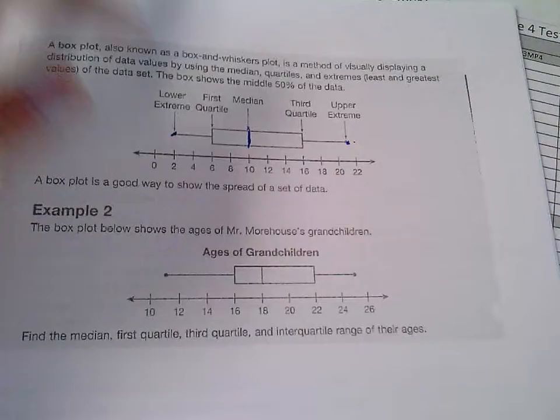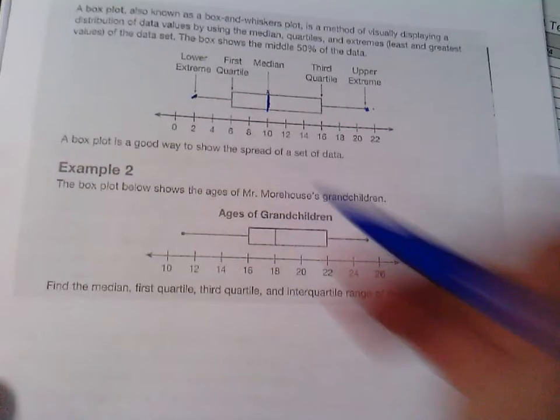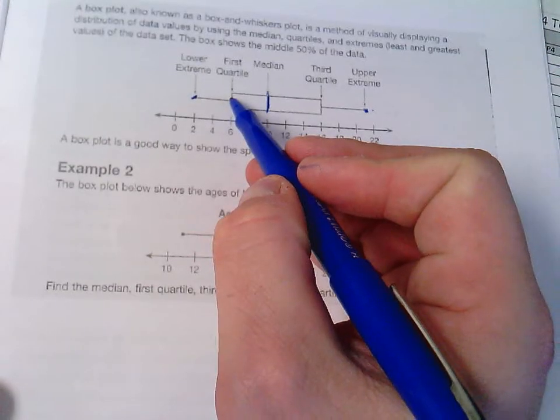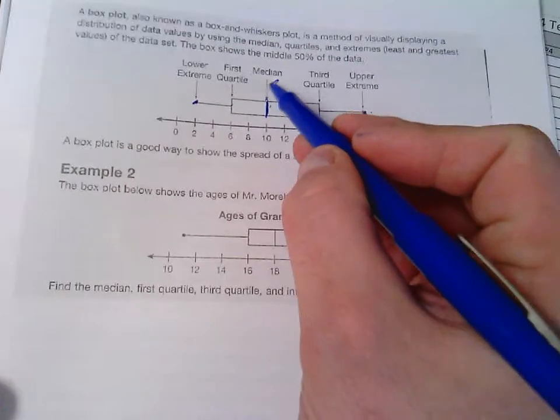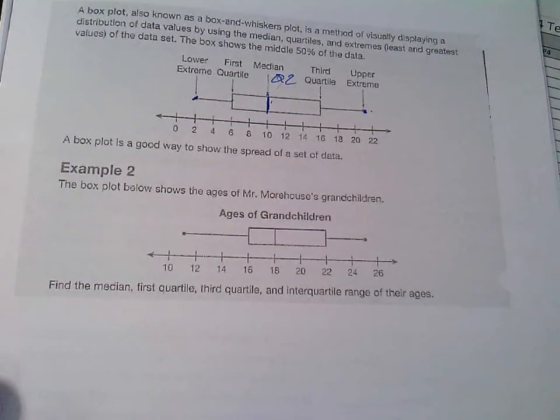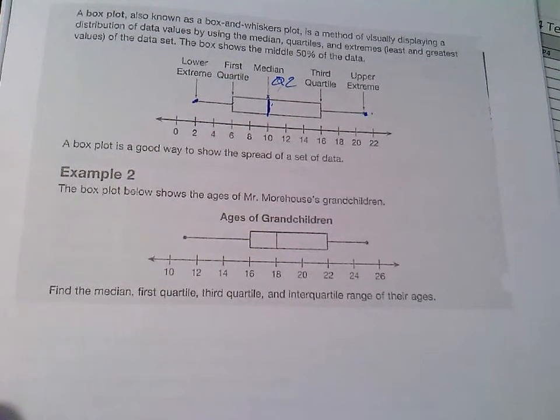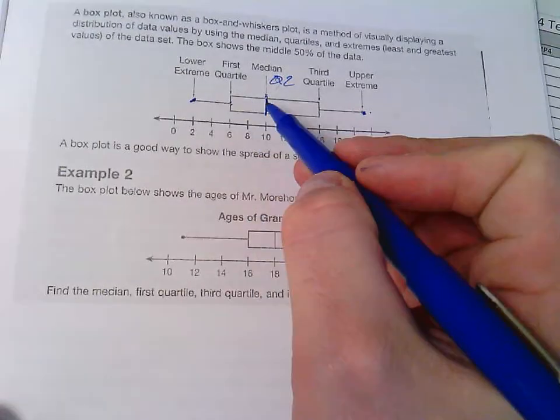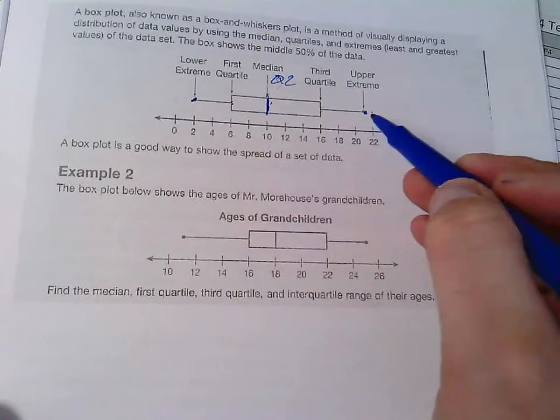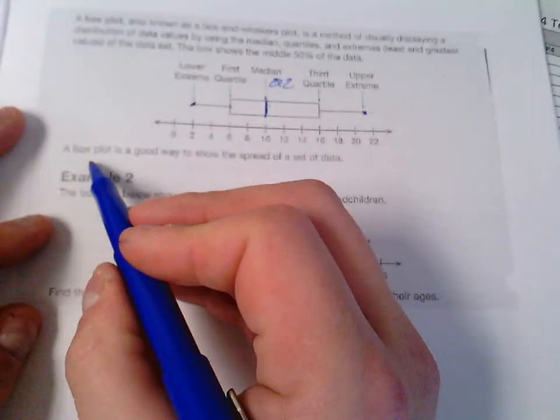All right, so then of course you have to remember low, quartile 1, median, which is also sometimes called the second quartile. So think of it like a football game or a basketball game. End of the first quarter, halftime, third quarter, end of the game. A box plot is a good way to show spread.